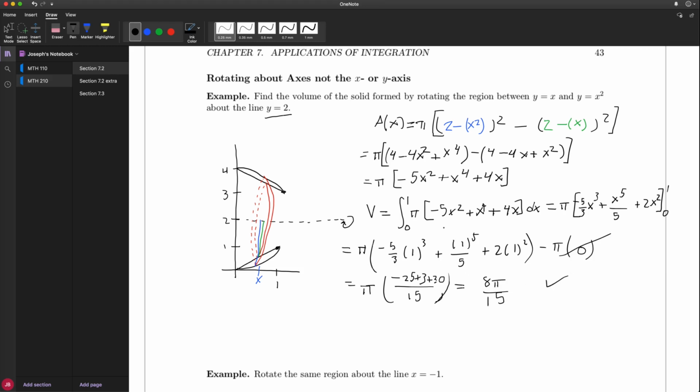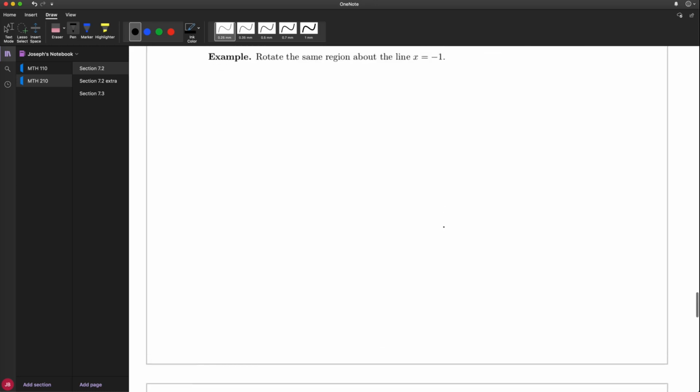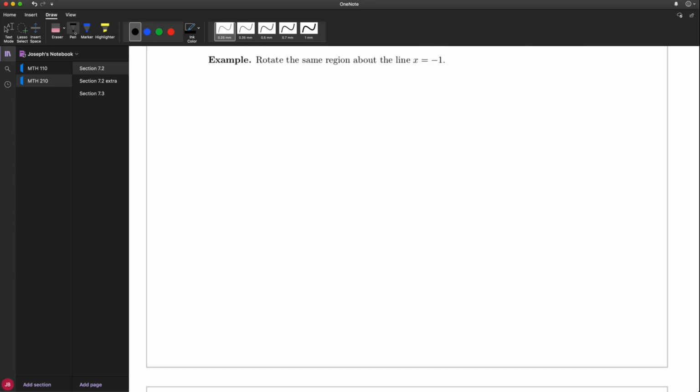So now let's rotate the same region. I'm going to redraw the picture. Let's rotate the same region, but now about the line x equals minus 1, which you'll notice is a vertical axis. So we'll get to that in a minute.